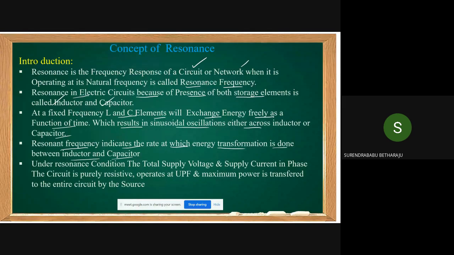Under resonance condition, the total supply voltage and supply current are in phase. Later I will give the proof also. I think all of you know this, students: V and I are in phase. Why? At resonance condition, the circuit is purely resistive. If it is a resistive circuit, then voltage and current are in phase. If the voltage and current are in phase, what is the angle between voltage and current, students? It is 0 degrees. If the angle is 0 degrees, the resonance circuit is operating at what power factor? Unity power factor.